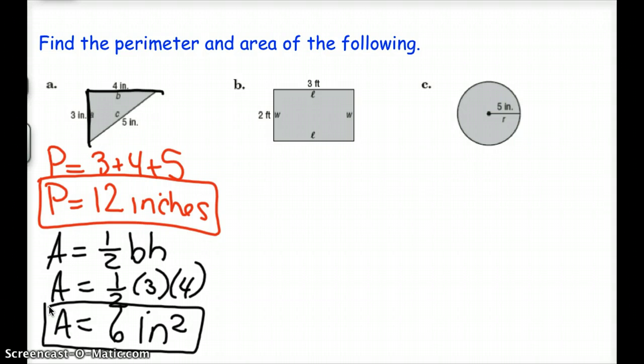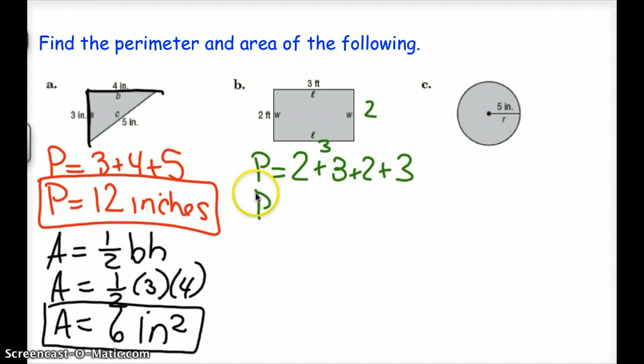Let's take a look at letter B. So we need perimeter. Perimeter is adding up the sides. So maybe you're going to go 2 plus 3. This is a 2 and that's a 3. So that would be your work. Then when you add them up, you're going to get 10. Now somebody might have said, Miss Hefty, I'm going to write 2 times 2 plus 2 times 3, and that is correct as well. And our label is feet.